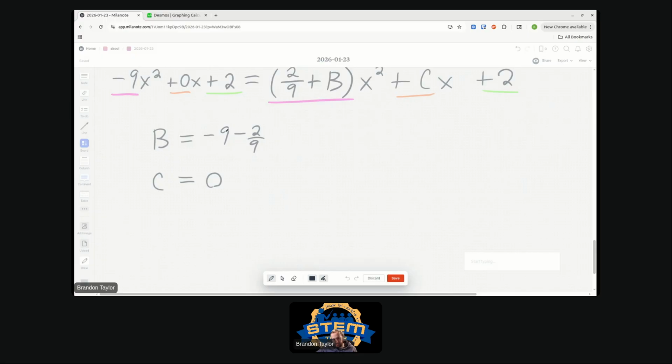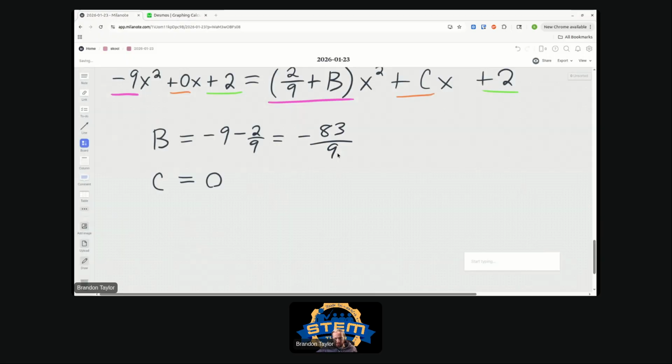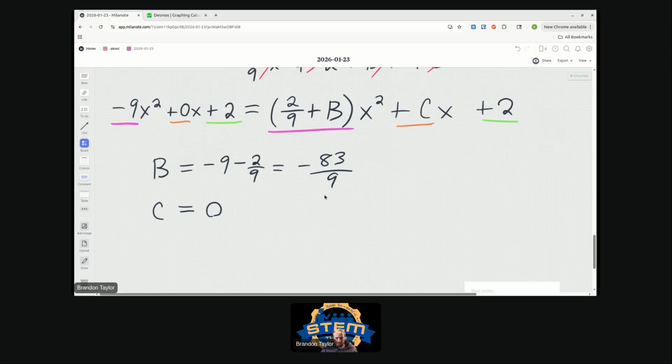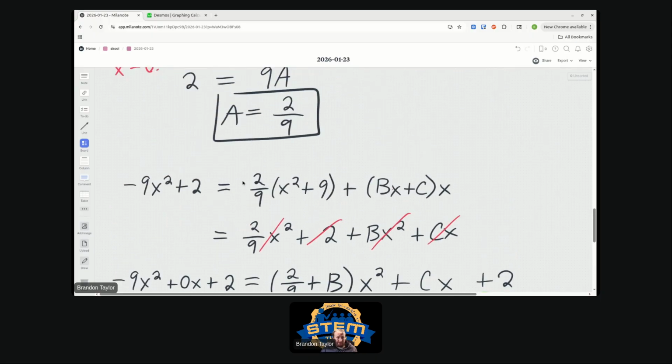So here, what's this going to be? This is going to be negative 81 over 9 minus 2, negative 83 over 9. So hopefully that makes sense, that in order for this to make sense, A has to be 2 ninths, B has to be negative 83 over 9, and then C has to be 0. So that's good. So it actually turned out to be a medium difficulty.